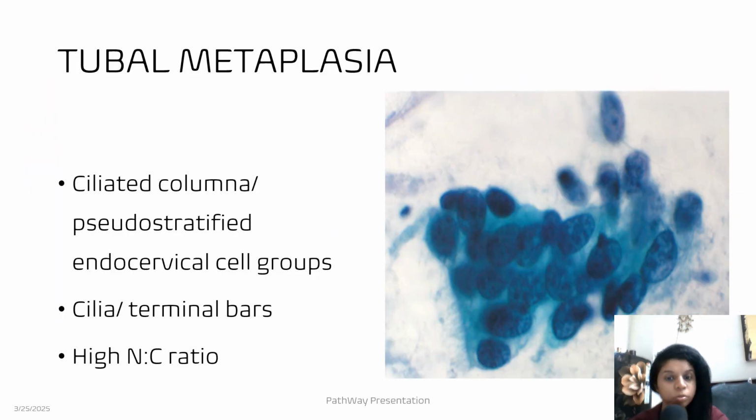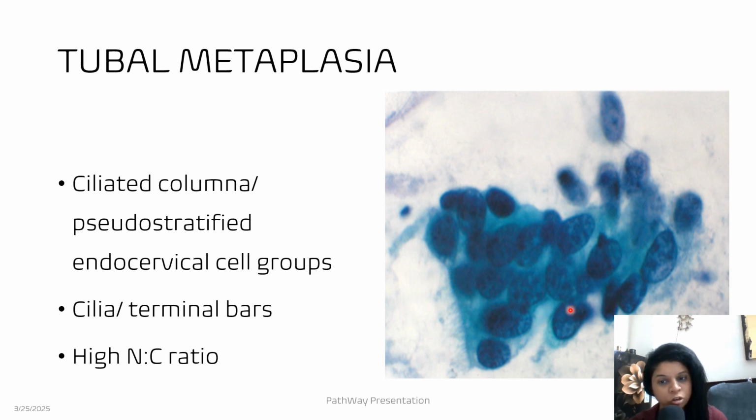And then there is tubal metaplasia. Tubal metaplasia is the metaplasia of the endocervical cells into tubal-like cells. Tubal-like means fallopian tube-like. What is there in the fallopian tube is ciliated cells. So the endocervical cells have cilia, or they might be having terminal bars. Terminal bars means, like this, on the columnar cell. If you are seeing the terminal bar and the cilia, then it is called tubal metaplasia.